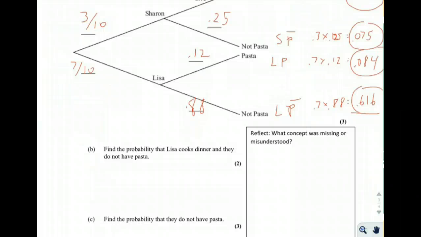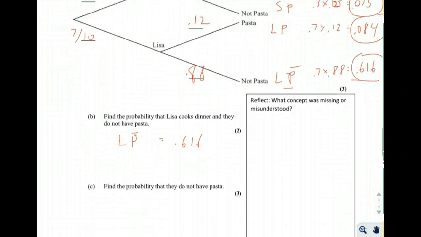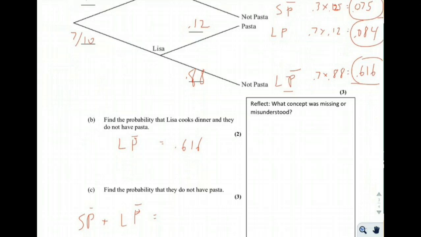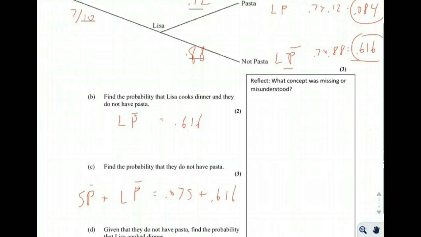All right, find the probability that Lisa cooks dinner and they do not have pasta. So it's Lisa P not. So that would be this one. So that's just 0.616. Find the probability that they do not have pasta. So that would be Lisa not pasta plus Sharon not pasta. So Sharon not pasta is 0.075. Lisa not pasta is 0.616. Okay, so that would be 0.616 plus 0.075, 0.691.